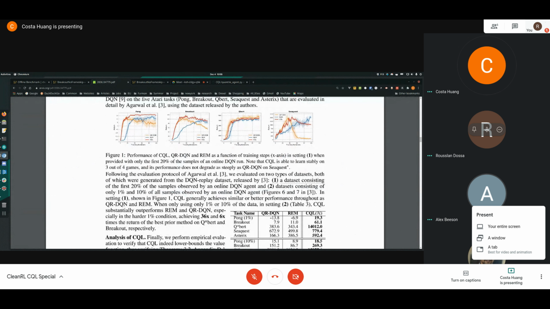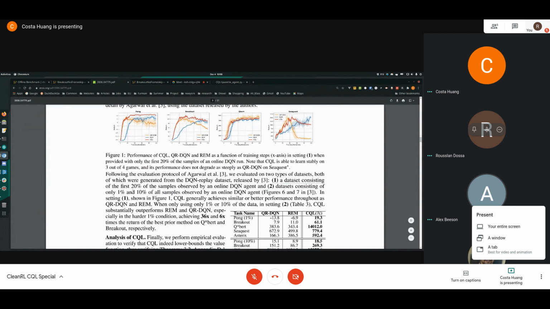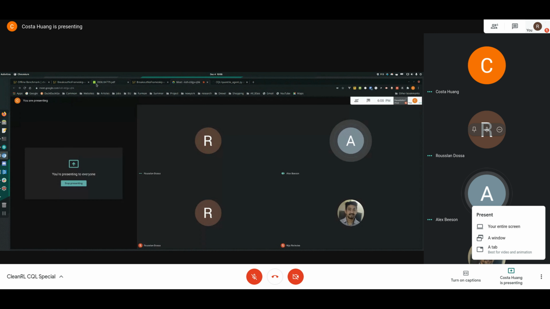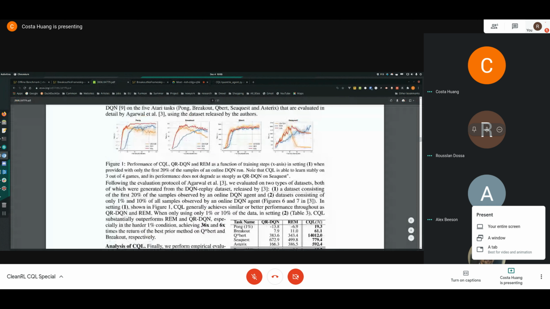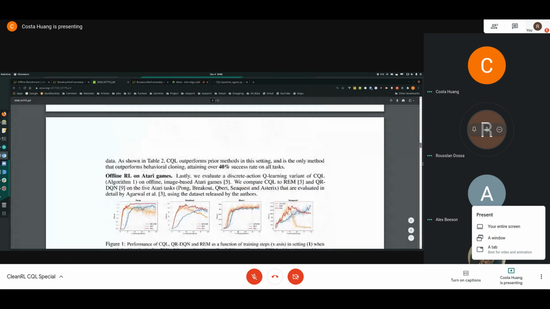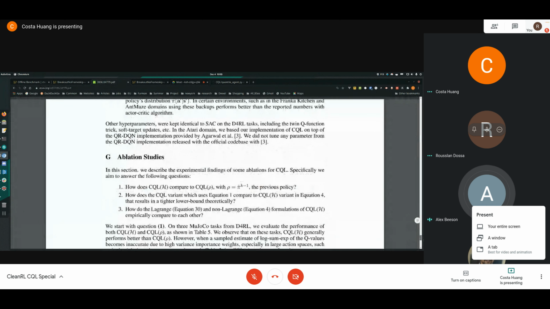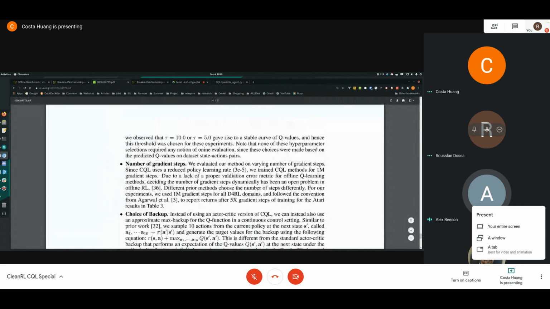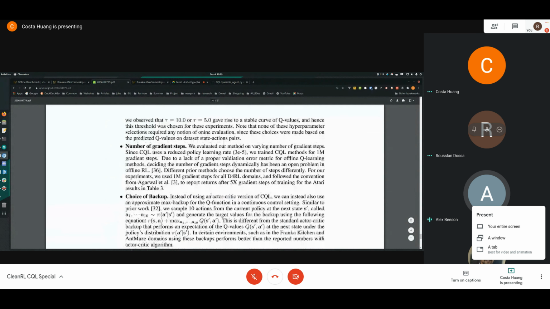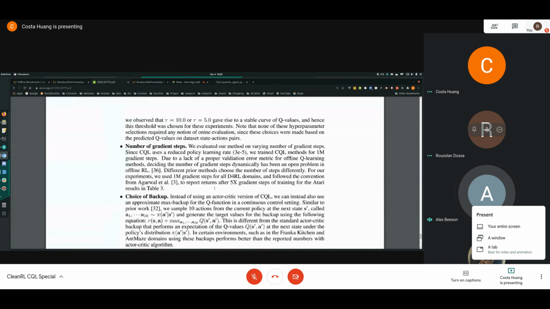Oh, okay. I think I may have found it. I think it's 5,000. So if you go to page 30, at the top, there's something called number of gradient steps, and the last sentence says, for our experiments, we use 1 million gradient steps for all D4RL domains and followed, oh no, sorry, that's just D4RL. Oh, and followed the convention from Agarwal et al. to report returns after 5,000 gradient steps for training for the Atari.